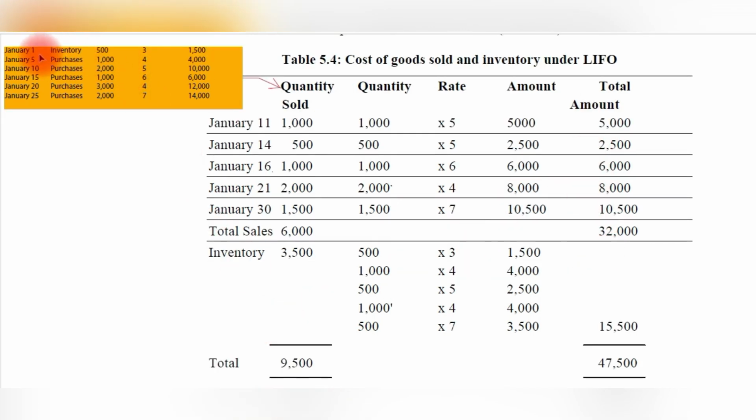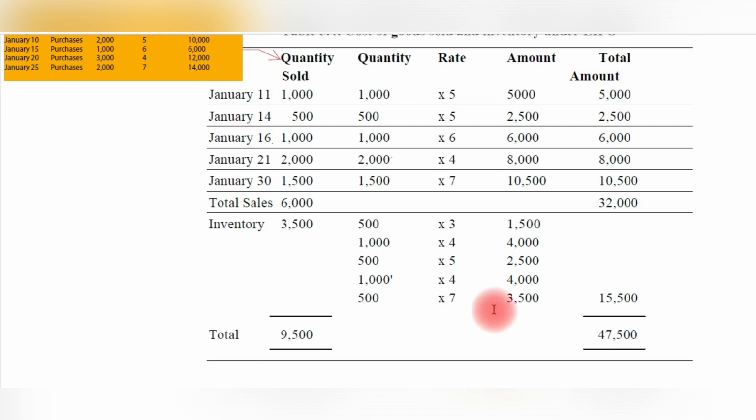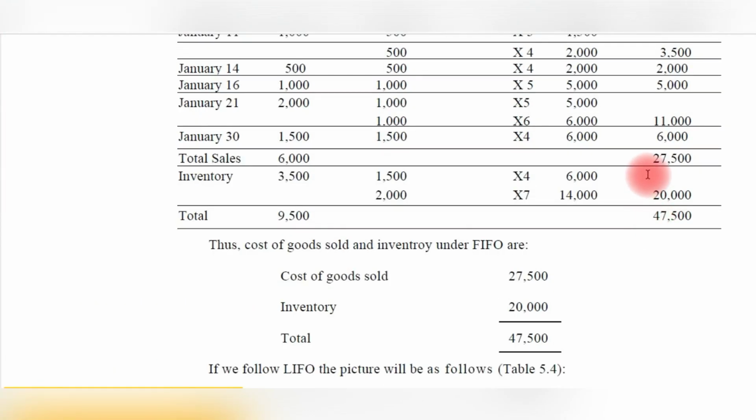The remaining first group of units which were bought on January 1st were not utilized. The 1000 units on January 5th are also not utilized. So the balance units which were left over will be the inventory. The inventory cost will be 15,500, and the cost of goods sold is 32,000. So here the cost of the goods sold has increased. In the last in first out method, it is 32,000. In the first in first out method, the cost of the goods sold is 27,500.